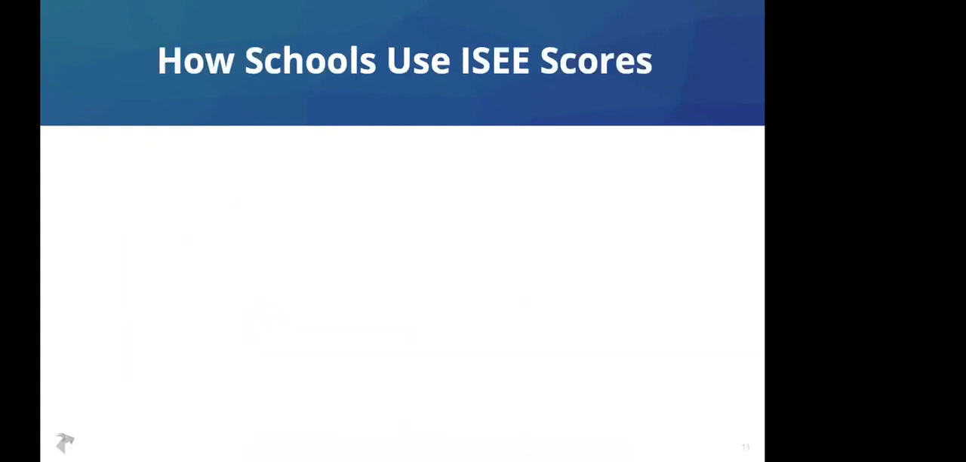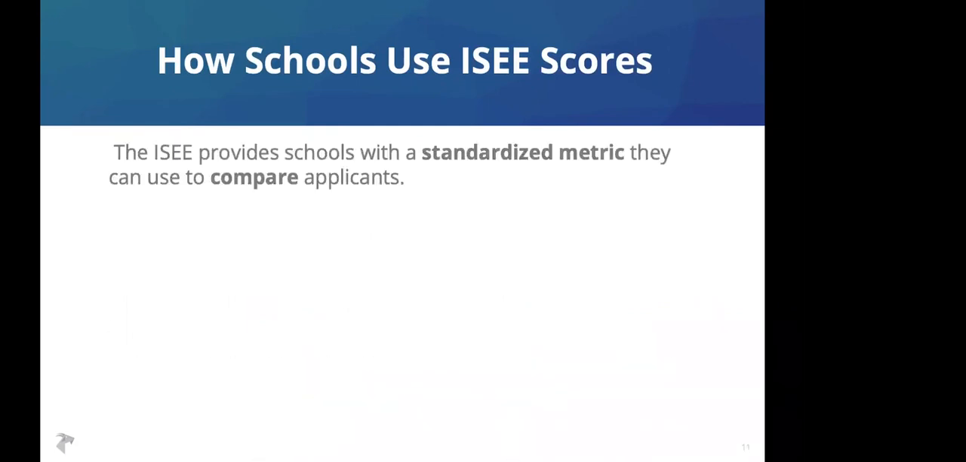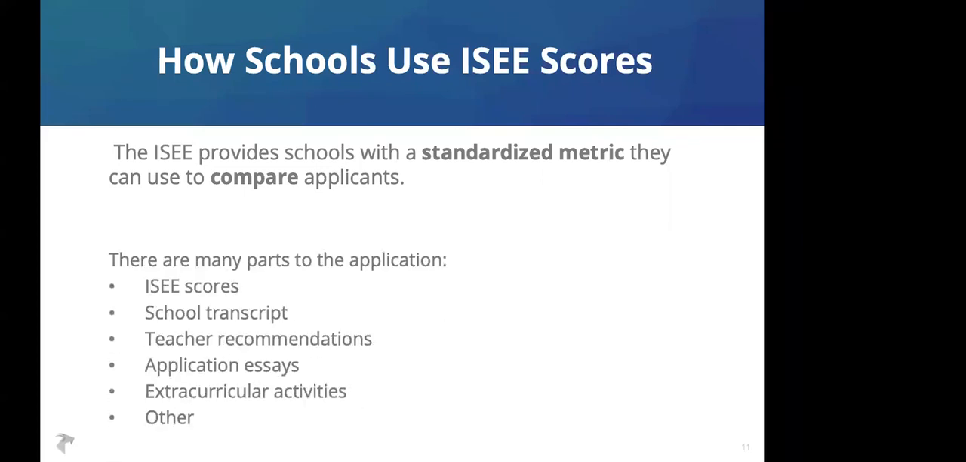So how do schools use the ISEE scores? Students apply from many different schools, so the best way to compare applicants is with a standardized test like the ISEE. However, it's really important to keep in mind that there are many parts to an application. The ISEE scores are just one of those. You also have things like the school transcript, teacher recommendations, application essays, extracurricular activities, and more.